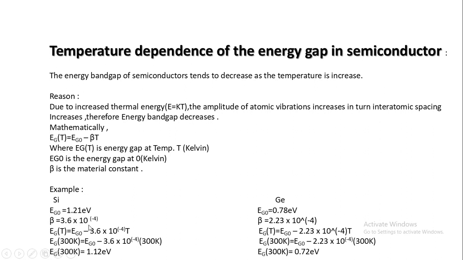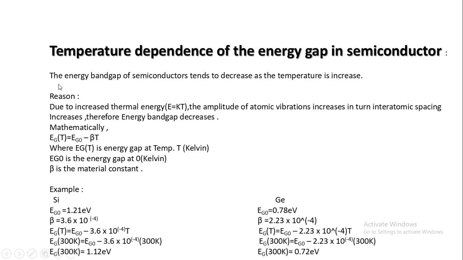Beta is 3.6 times 10 power minus 4, and Eg as a function of temperature is Eg naught minus beta T, where we plug in this beta in the formula. At 300K, if somebody asks what is the energy band gap of silicon at 300K, you have to answer directly: 1.1 electron volt.